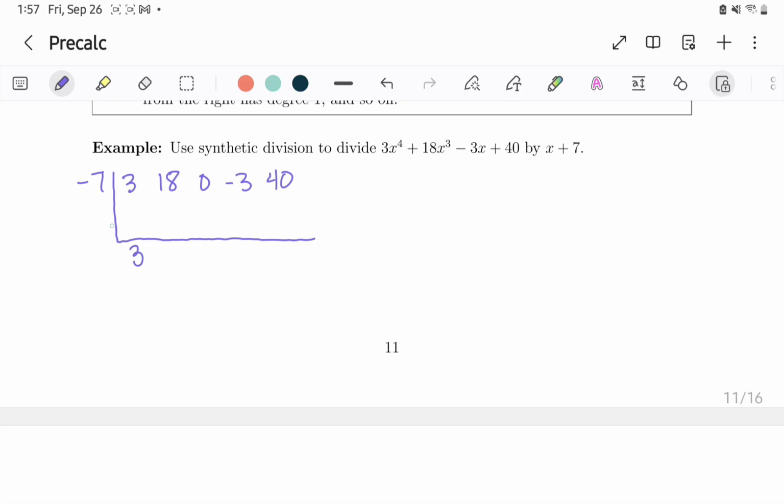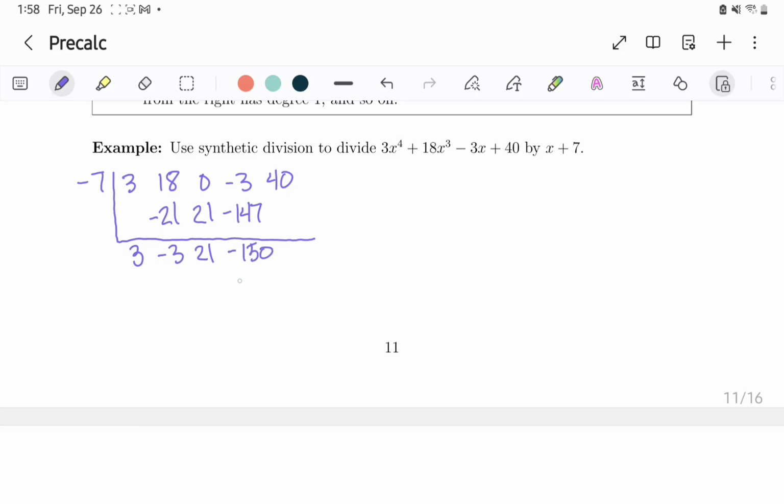Okay, and then we want to multiply 3 by -7, so that's going to be -21 for the product, and we're going to add that to 18. So 18 plus -21 is going to be -3. And then we want to multiply -3 by -7 now, which is going to be +21, and we're going to add that to 0. That's going to give us just 21. Multiply that by -7, and that's going to give us -147. And we want to add that to -3, which is going to give us -150.